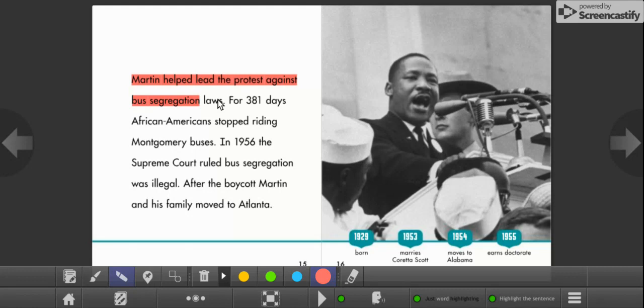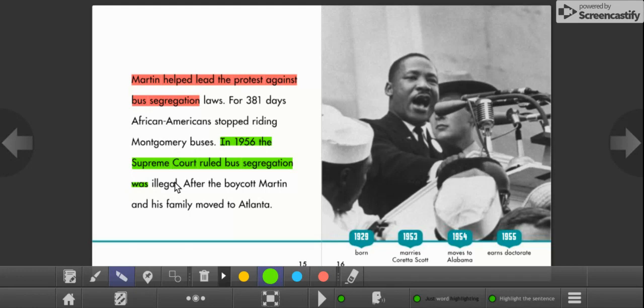So I want to put the effect or results of his boycott, and I'll use yet another color. And I'm going to highlight that the highest court in America, the United States Supreme Court, ruled that bus segregation was illegal. So now I have all of my text evidence, and I'm ready to annotate it with a summary of what he did here.